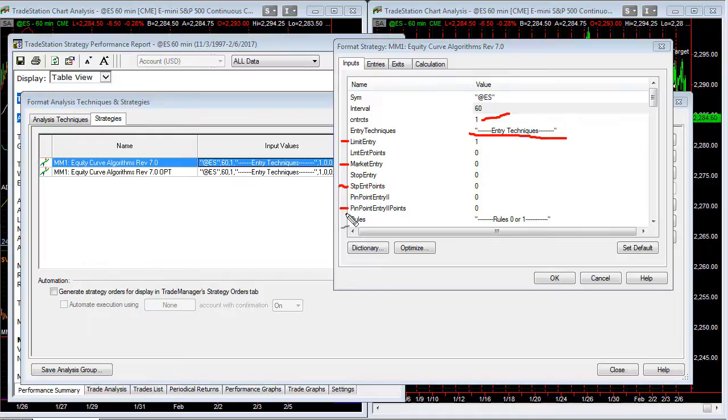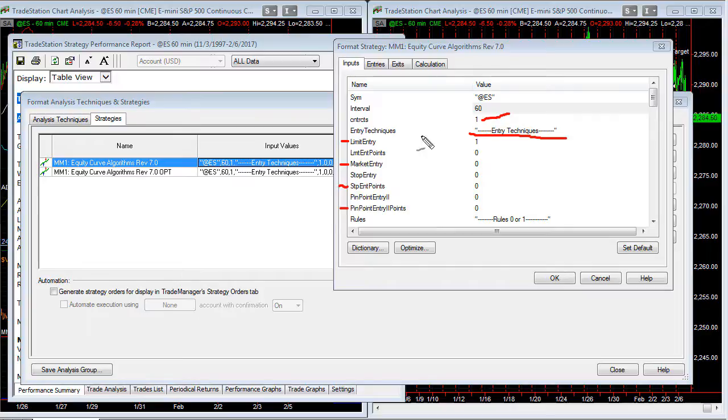And so only one of these can be or should be selected at any one time. And so if you use the limit entry, don't use market, stop, or pinpoint. Same with all the others. If you use market entry, don't use limit entry, stop points, or pinpoints. And the way you turn these 4 inputs on is either 1 or 0. 1 means they're on, and 0 means they're off. And the reason I made them 1s and 0s instead of true false is because you could hypothetically optimize them between 0 and 1. And so that allows us optimization if we want to on the entry techniques.